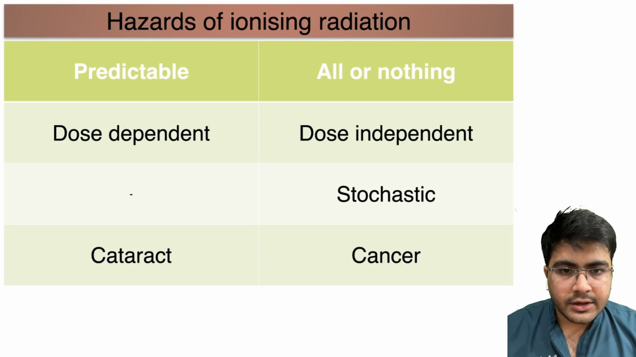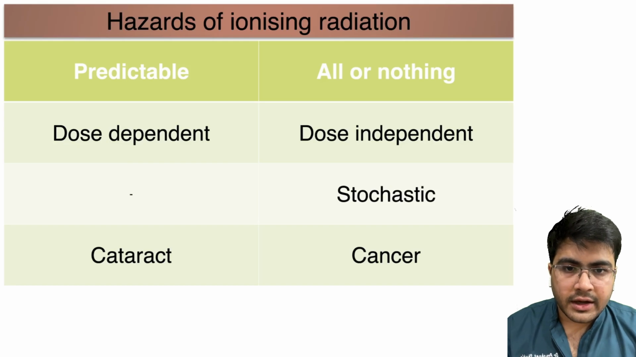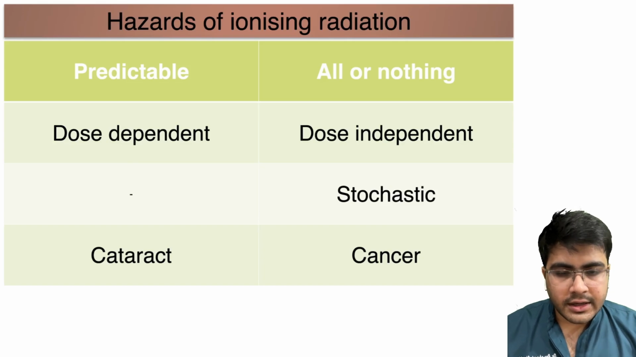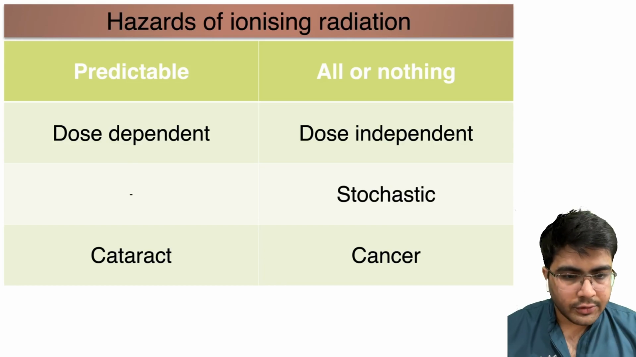It is basically due to mutation in the gene, and it is dose independent, and that is why it is known as stochastic. The example of the stochastic effect of ionizing radiation is the development of radiation induced cancers. Okay, so you need to learn this term, stochastic. The stochastic hazard of ionizing radiation is the development of cancer due to exposure to ionizing radiation.